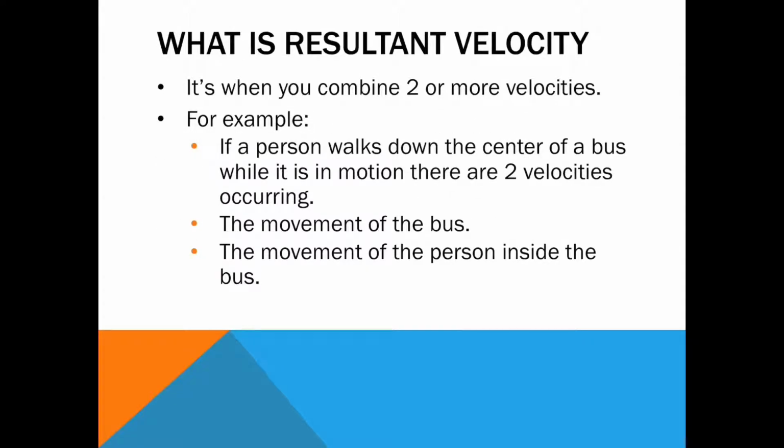What is resultant velocity? Well, this is when you combine two or more velocities. For example, if a person walks down the center of a bus while the bus is in motion, there are two velocities occurring. You've got the movement of the bus going in one direction, and then you've also got the movement of the person that is moving inside the bus.